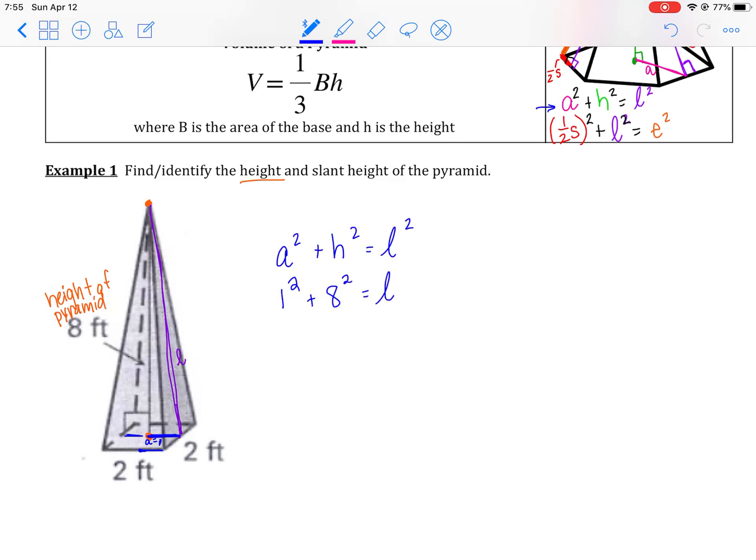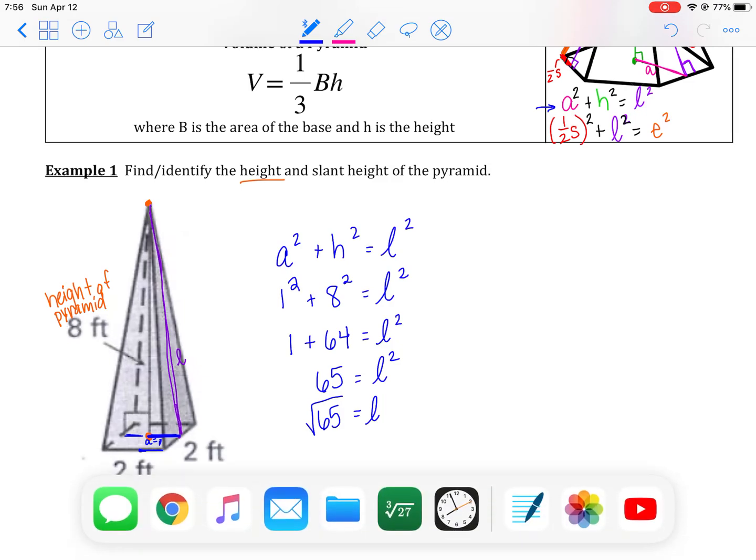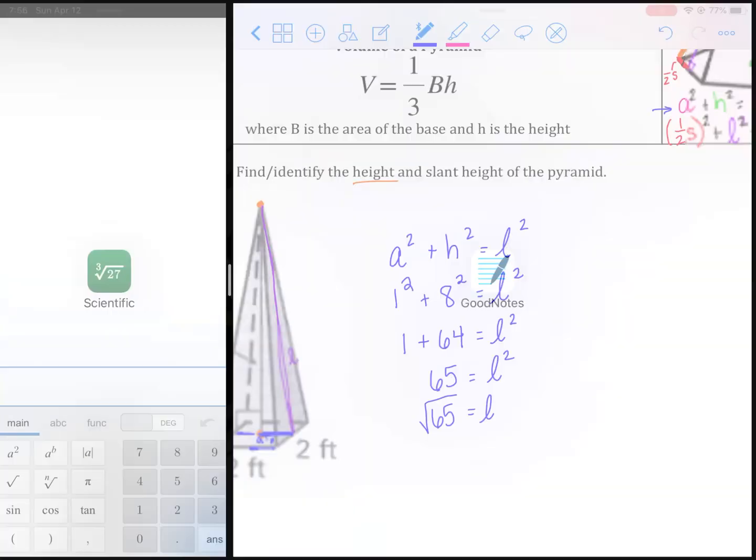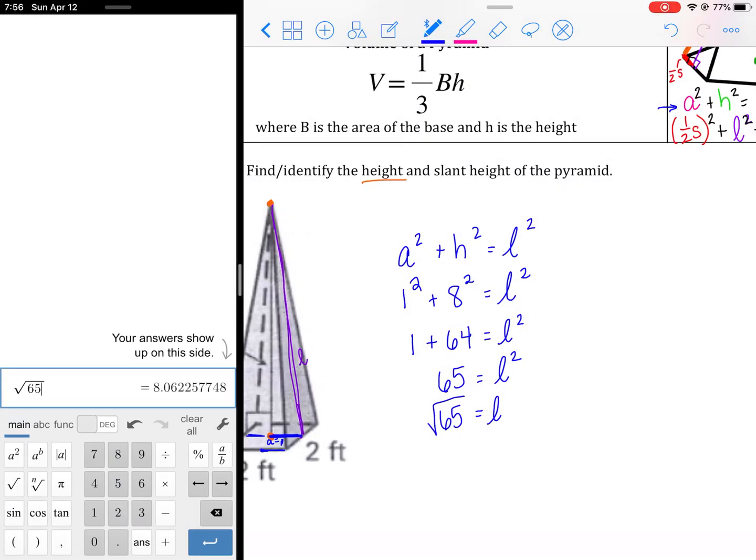And what I'm trying to find is the slant height. So I need to solve the Pythagorean theorem. 1 squared is 1, and 8 squared is 64. I need to add those together. 1 plus 64 gives me 65. So the slant height squared is 65. To get rid of this square, I use the square root. So the slant height is going to be the square root of 65. 65 isn't a perfect square. That's an irrational number. So the exact answer is the square root of 65, and we can use a calculator to estimate it. The square root of 65 is approximately 8.06.